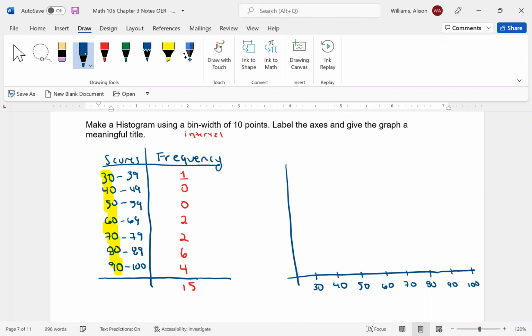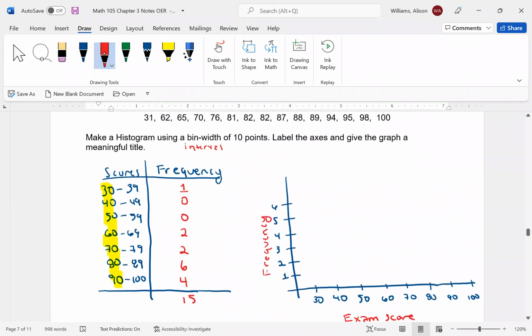All right. We only go up to 6, so I'll just do tick marks up to 6. 1, 2, 3, 4, 5, 6. All right. Let's label the axes. So this is the exam score. And then these are the frequencies. And this would be Math 105 scores.